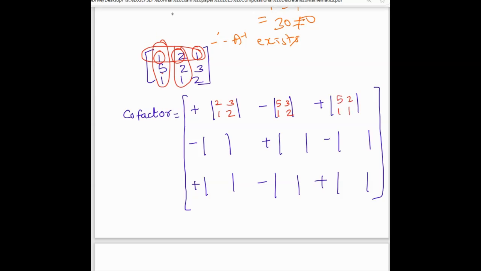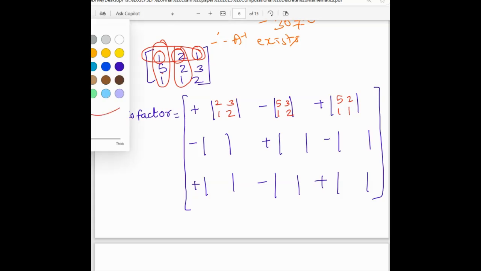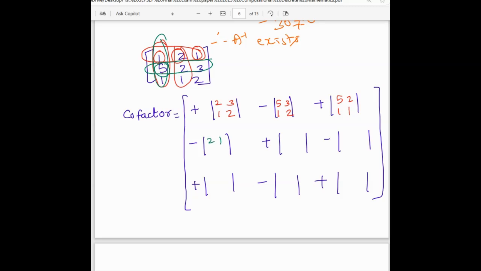Then we'll go for the next line, so we'll take the next line now. In the next line I'm taking 5, so that row and that column we should leave, so certainly 2 1 2 1 1 2.